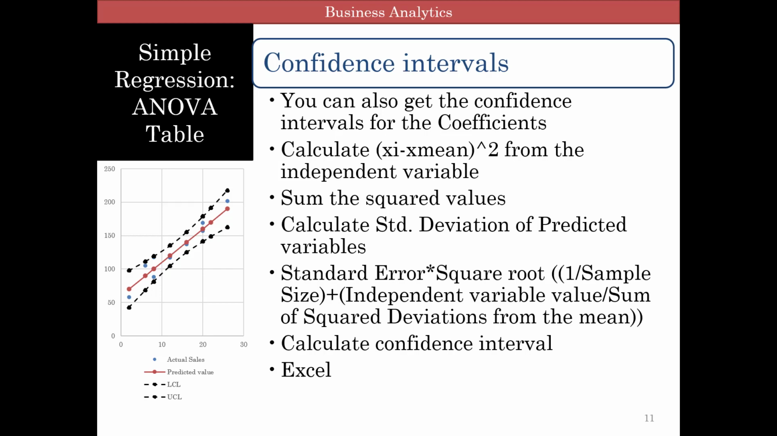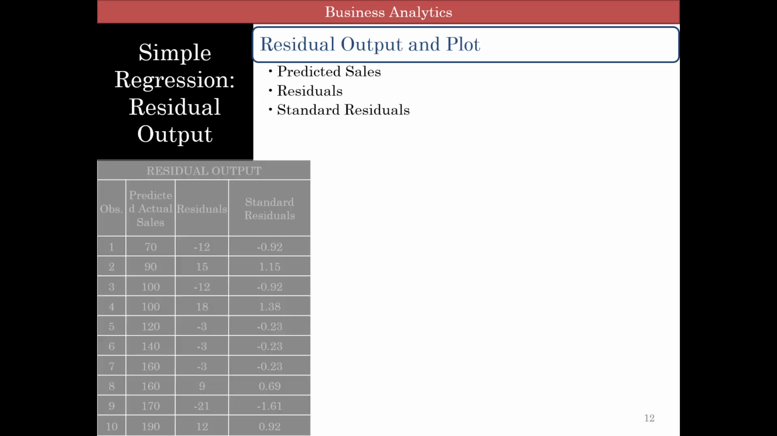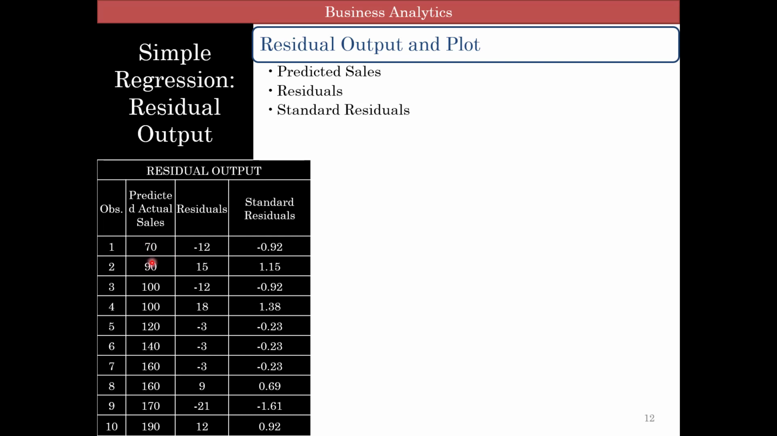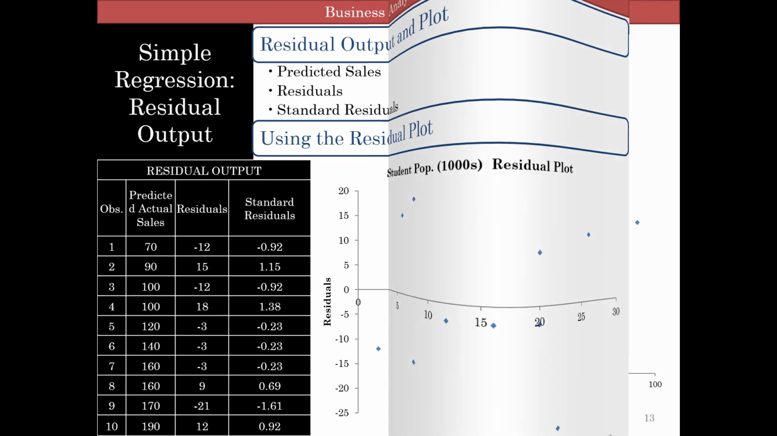So we looked at how to calculate confidence intervals or prediction intervals, and let's look at the plot output. We have your predicted actual sales, your residuals, and standardized residuals. We talked about that. And here are the residual plots, and you want to make sure that some residuals or errors are on the negative and some are on the positive, and there is no obvious pattern here.